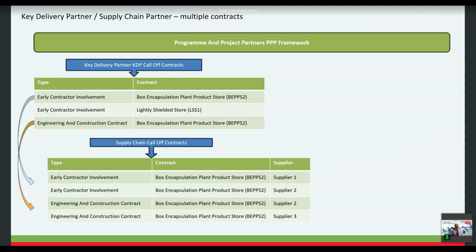And you can see then what I'm showing there is that we've got two supply chain partners set off from the first contract, and I've got two supply chain partners set off on the second contract on the ECC. So essentially we can have a one-to-many relationship. It doesn't just have to be one KDP and one supply chain partner.